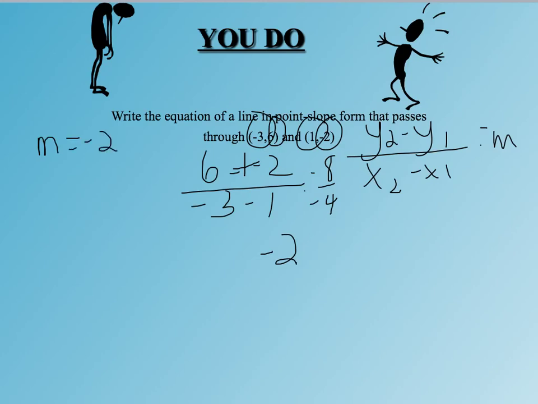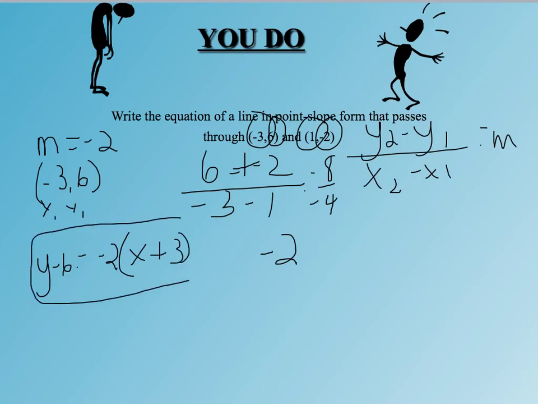Now I can choose either of the points to be my x1, y1, so I will choose (negative 3, 6). When I plug this in, I will have y minus 6 is equal to negative 2 times x minus negative 3, so it's x plus 3.